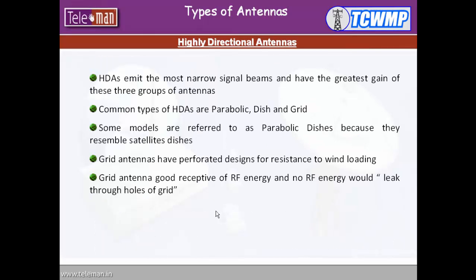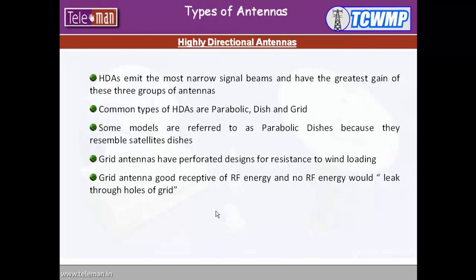The third type is highly directional antennas. These antennas emit the most narrow signal beams and have the greatest gain. Already we discussed earlier, if the beam width is less, gain is high. So it will give the greatest gain from the antenna groups. Common types of HDAs are parabolic, dish and grid antennas.